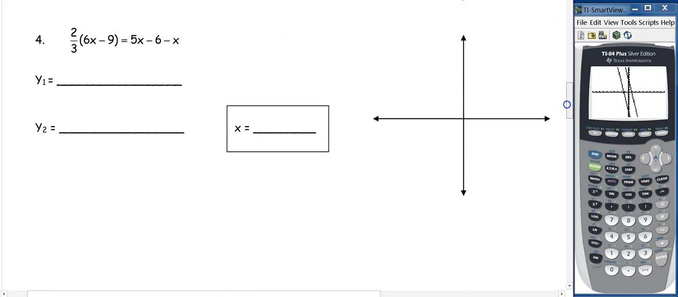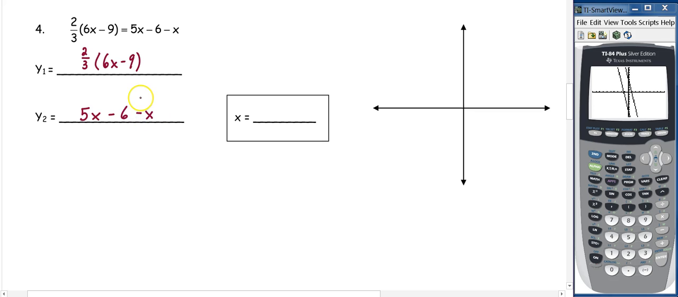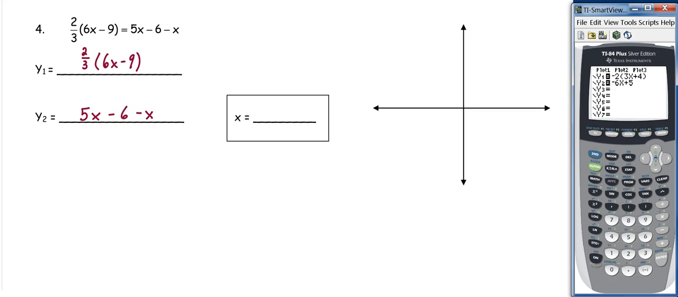Let's look at one more example. I need to split my equations. My first equation is 2/3(6x - 9). And my second equation is 5x - 6 - x. I don't need to hit zoom 6 because I left my window the same. So I'm going to go to y equals and clear out my equations. y1, (2 divided by 3), and then (6x - 9), close parentheses. My second equation, 5x - 6 - x.